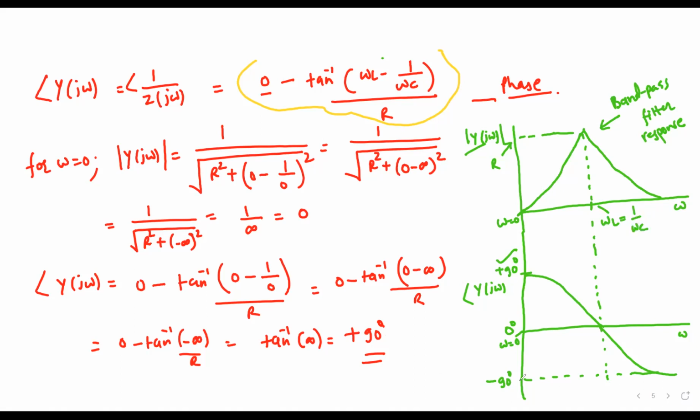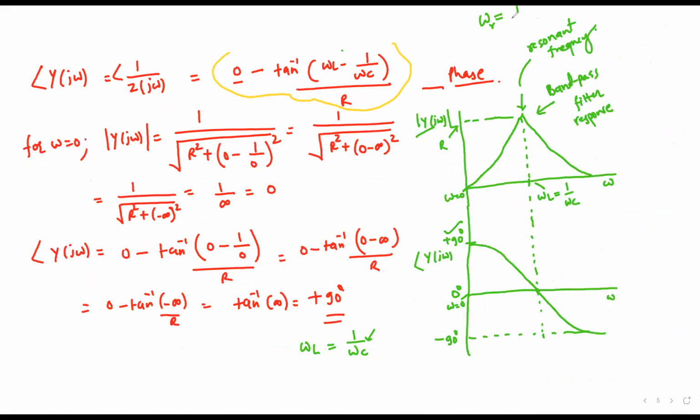And one thing we have to note here, that omega L is equal to 1 over omega C. We have taken this approximation, right? So the frequency at which this peak is attained is called the resonant frequency. And the value of the resonant frequency, omega R, is given as 1 over square root of L times C.